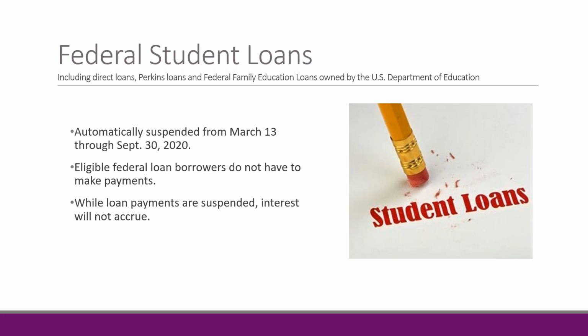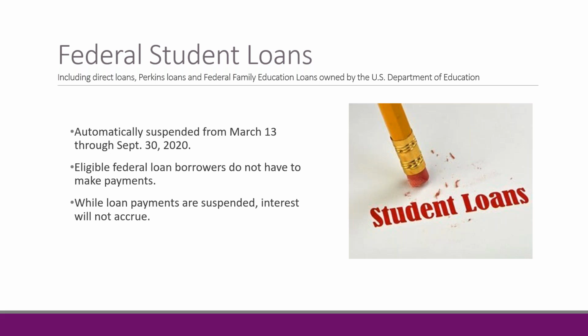Federal student loans. So under the CARES Act, payment on federal student loans, this includes direct loans, Perkins loans, federal family education loans owned by the U.S. Department of Education, are automatically suspended through September 30th of 2020. That means eligible federal loan borrowers do not have to make payments. While the loan payments are suspended, interest will not accrue.